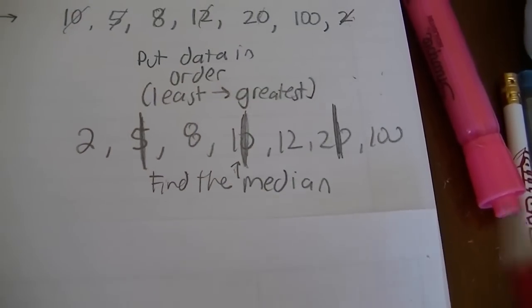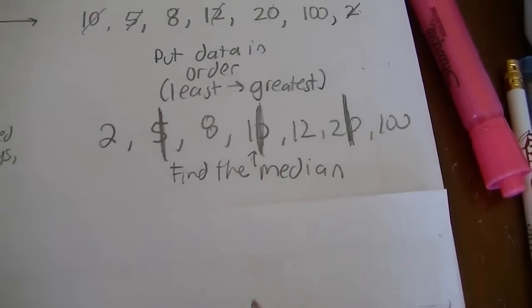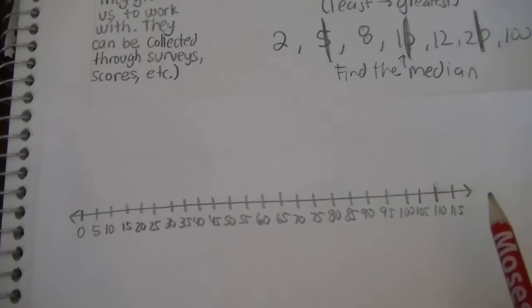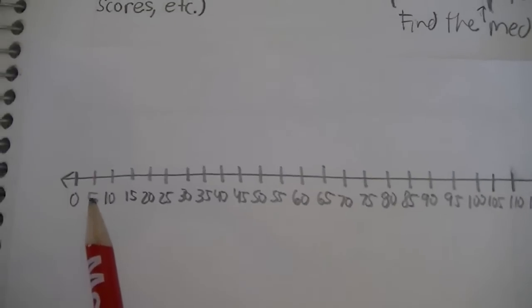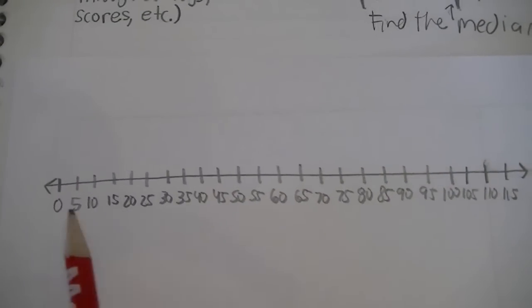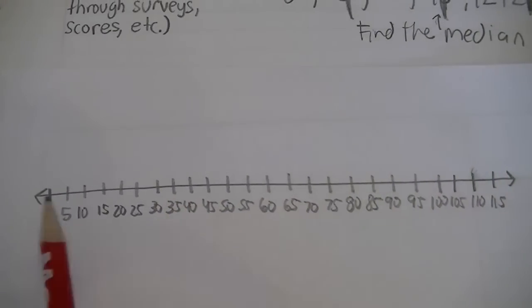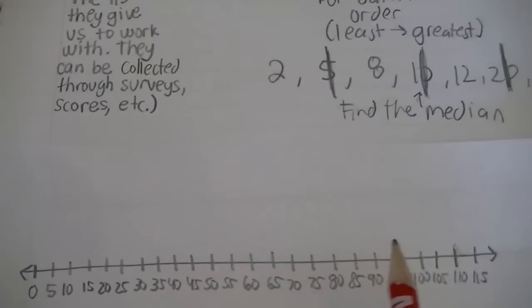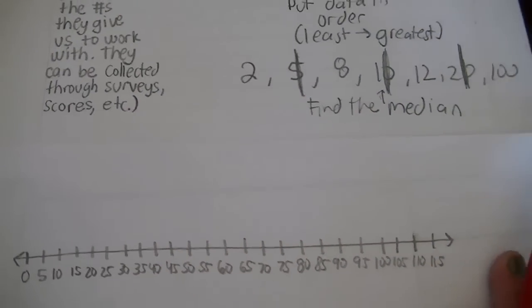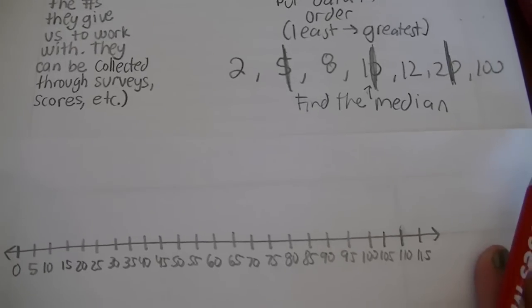Okay. All right, after we've done that, then I'm going to go ahead and create a number line. So I created a number line. I am counting by 5s. That's the intervals. So I went from 0 to 115. I'm jumping by 5s. And here's how we would begin to construct our box and whisker plot.